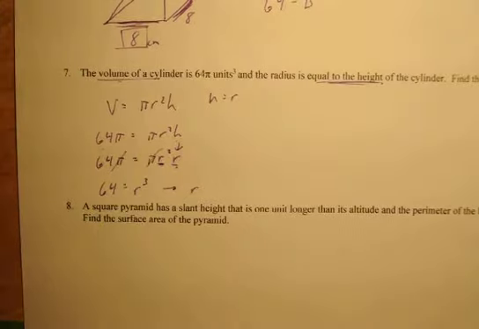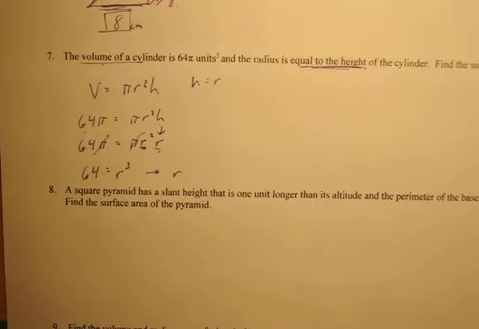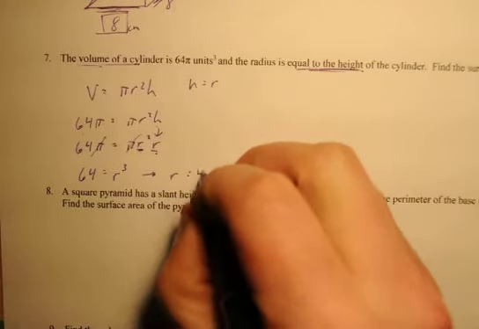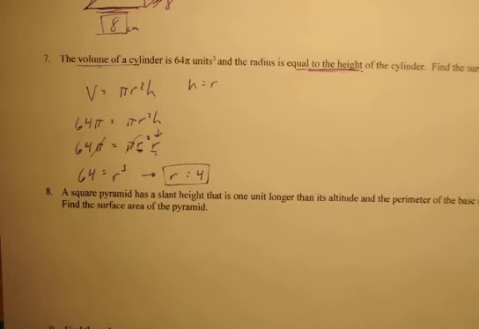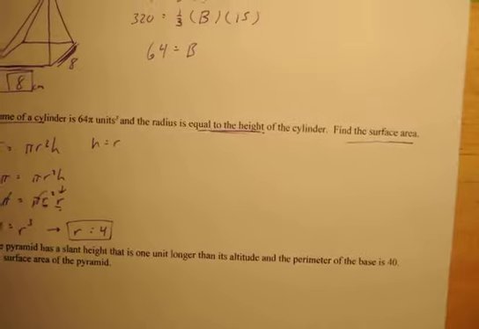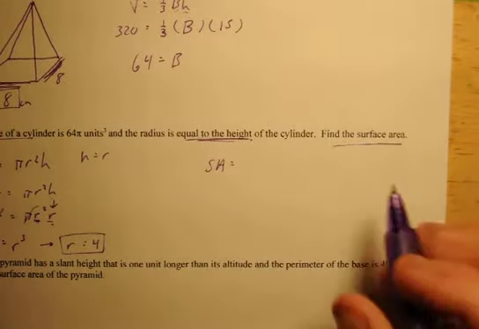Which means what cube gives you 64? Is it 2 times 2 times 2? Is it 3 times 3 times 3? Is it 4 times 4 times 4? It is. So 4. Radius is 4. But what were they asking for? They're asking for the surface area. So we have to go back and now run surface area of a prism.